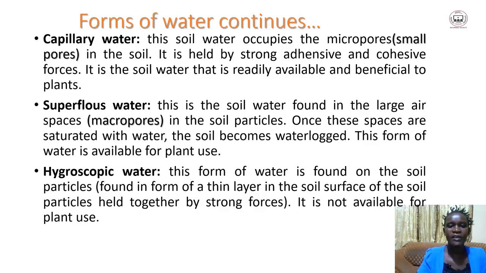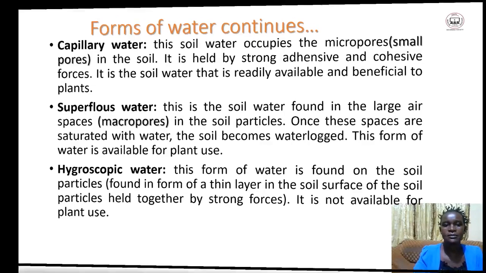So we now have an idea of the forms of water, and in conclusion, we're saying that the capillary water, or the water which is found in the micropores or small pores, is the one which is readily available and beneficial to plants.